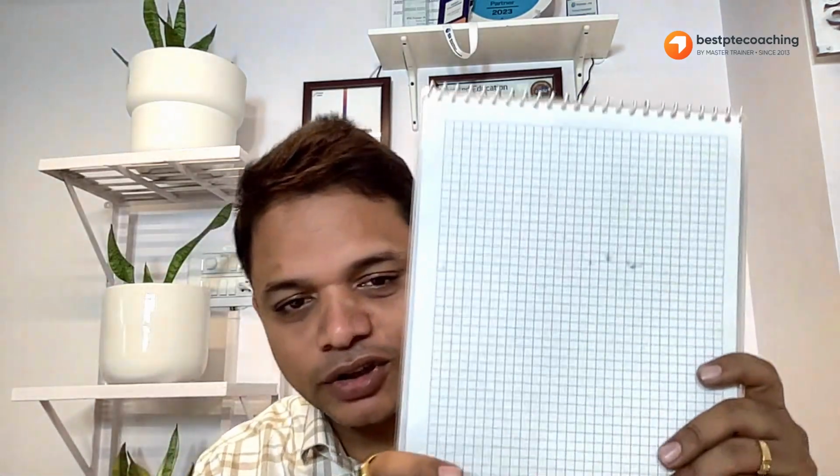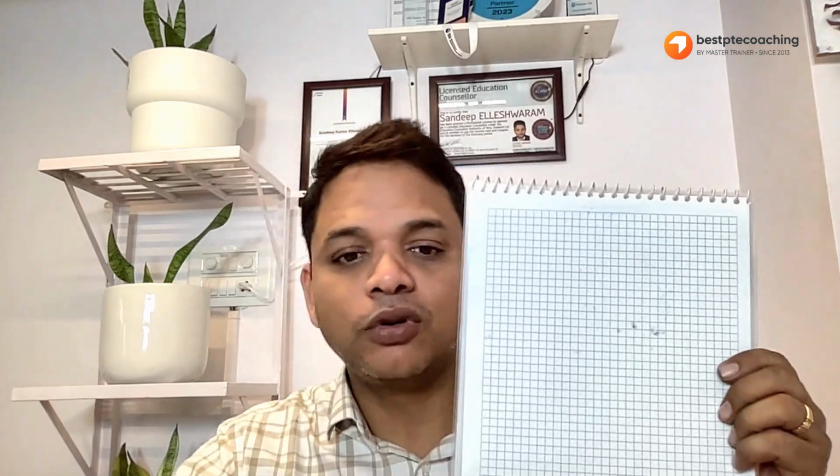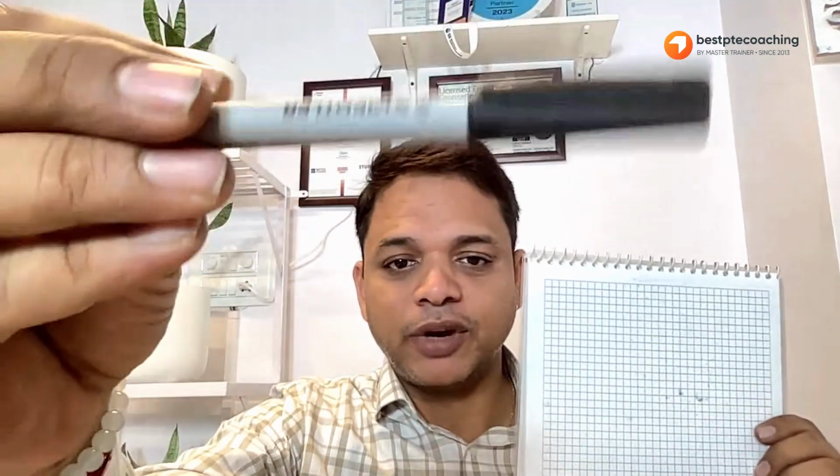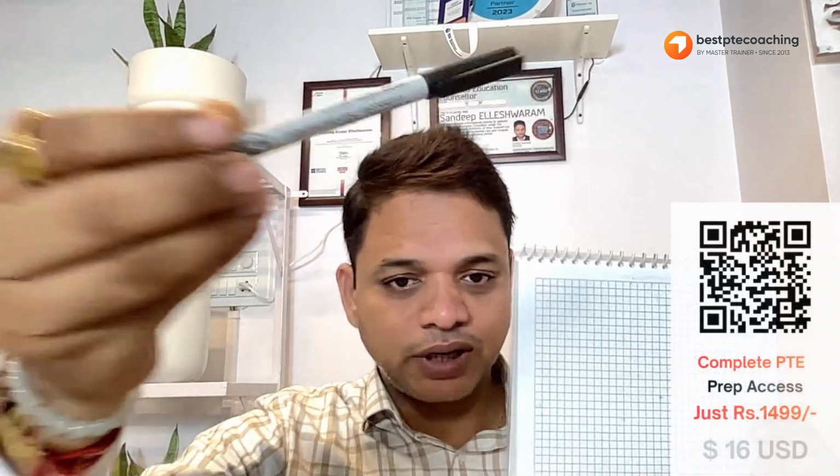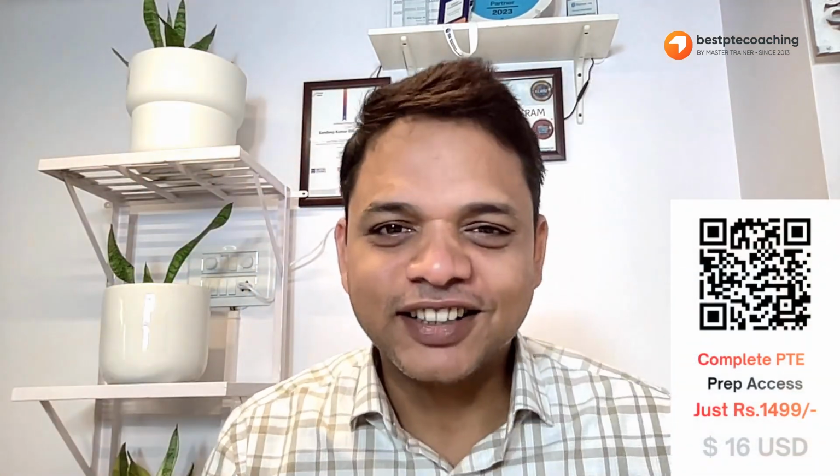And number 3, which a lot of people never use, is the erasable notebook. This is the erasable notebook for planning your essay. And this is called an erasable ink pen. You get the same thing in the real exam. If you have already taken the test, you know it better. Now let's start learning it.